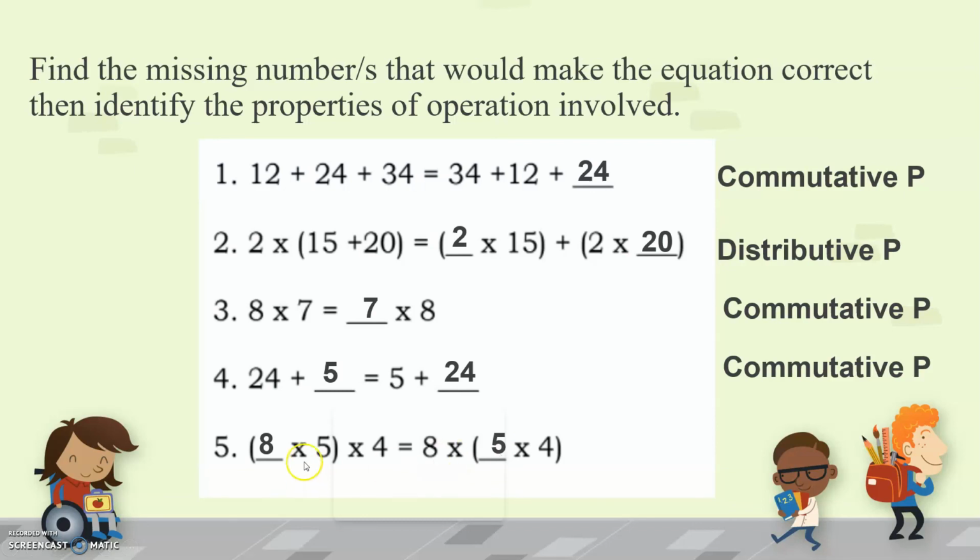Okay? So, tingnan nyo yung arrangement. So, from here, ang nakagroup ay 8 times 5. And then, here naman, ang nakagroup ay 5 times 4 na. So, nagbago yung groupings, pero yung arrangement ng numbers hindi. At dahil nagbago yung groupings niya, ang property na ginamit dyan ay associative property of multiplication. Okay? So, lagi nating i-indicate kung ano yung ginamit na operation. So, dito ang ginamit niya ay multiplication. Okay?